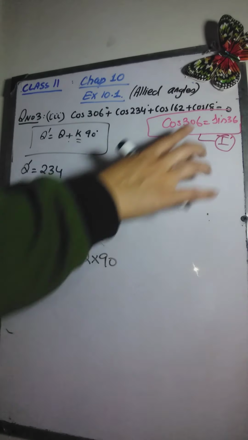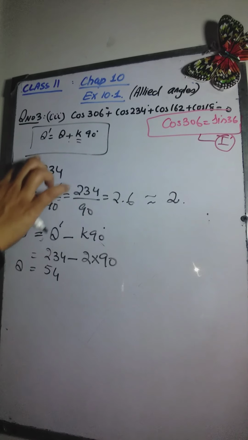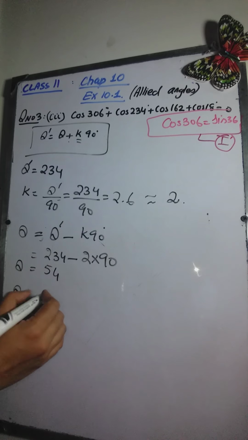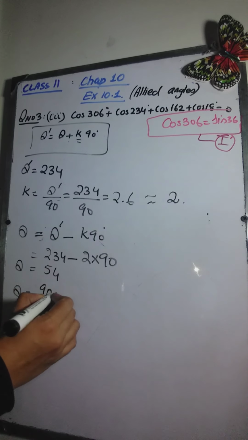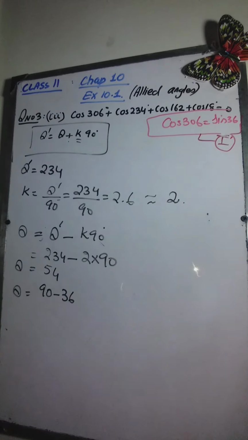This is also somehow related to 18, because 3 times 18 is 54. So we are getting angles which are somehow related to this 18. Now this 54 we can write as 90 minus 36, because we remember that we had obtained sine 36 over here.